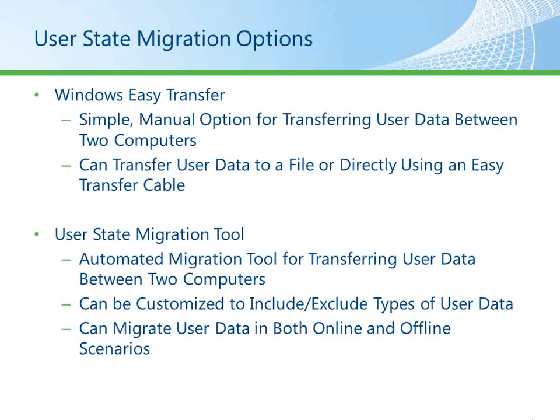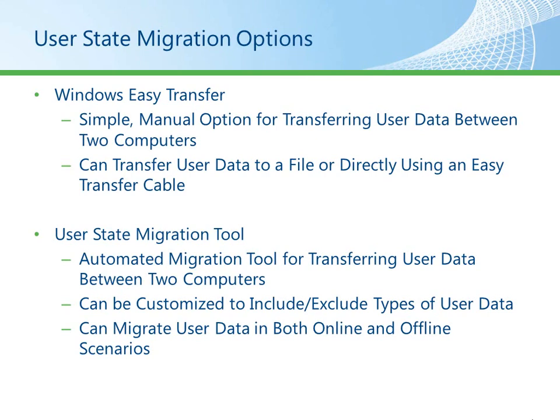We can do a customized include and excludes of different types of user data. For example, if you don't want the user to migrate any of their MP3 files, we can do an exclude on .mp3 extensions, and that will not migrate those MP3 files into the user's migration file, and therefore those MP3 files won't be available when that migration file is brought back into the new Windows 7 operating system.